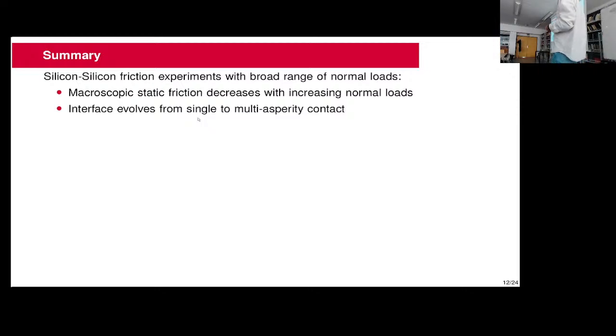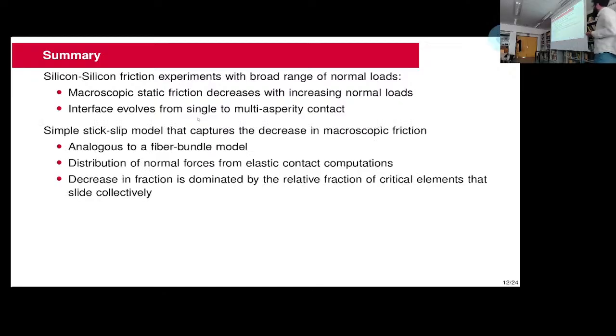So I will just summarize the first part of the presentation now. We did silicon on silicon friction experiments with a broad range of normal loads, 3 orders of magnitude. And we observed a surprising decrease of the static friction coefficient. And in fact, we showed that it's related to the evolution of the interface from a single to multi-contact asperities. And we proposed a model that is really simple, but actually captures a decrease in macroscopic friction. This is analogous to a fiber bundle model.